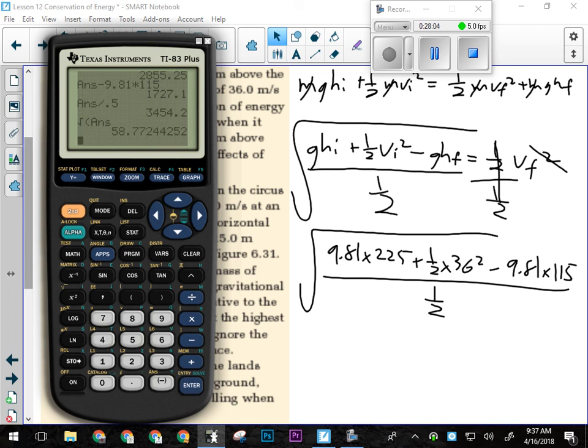All right, so he should be moving at 58.7, actually 58.8 meters per second at the second point. Yeah.